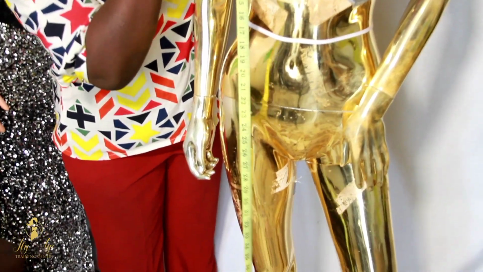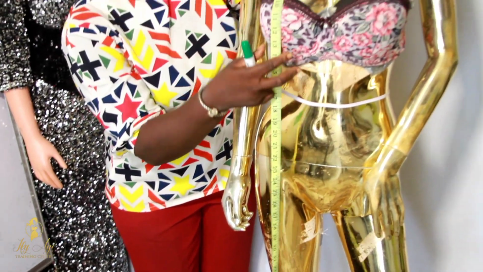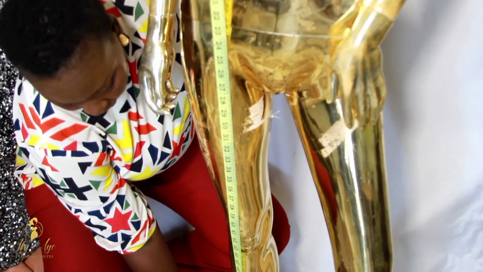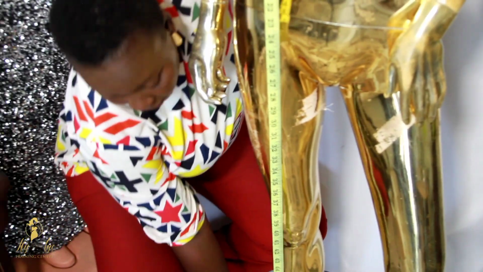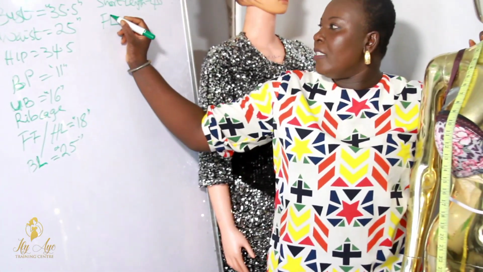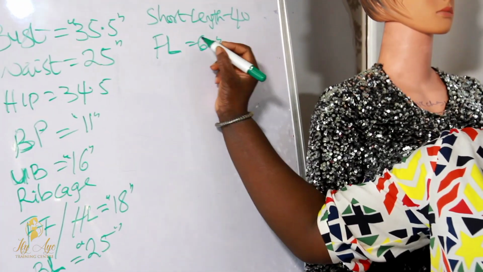The next to take is the full length of your client. Make sure it's passing through the biggest part of the breast and take it down to the full length of your client. The full length of our client here is 60 inches, which is FL. Full length is 60 inches.